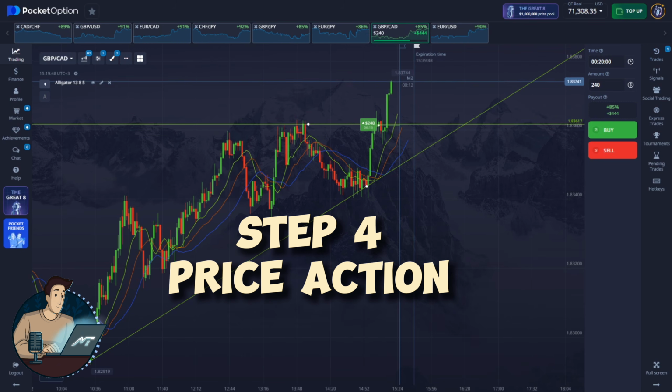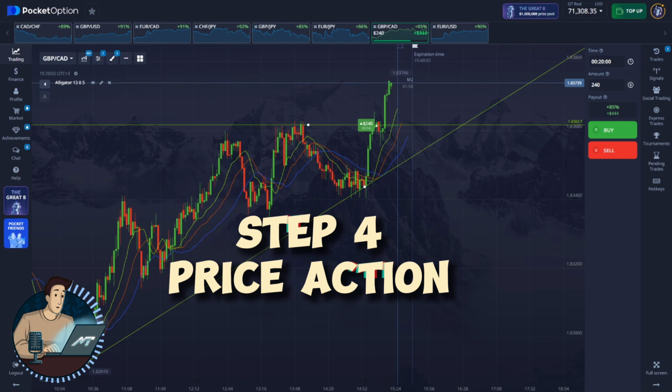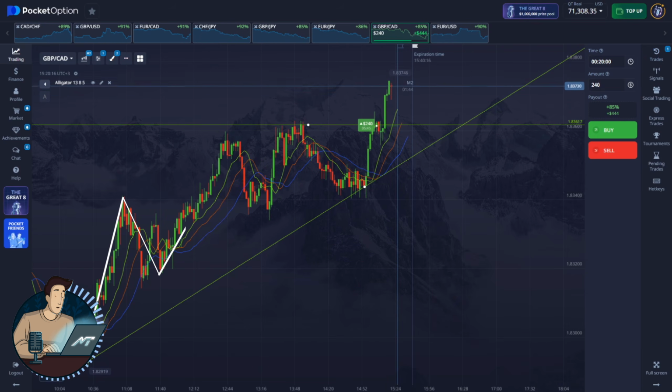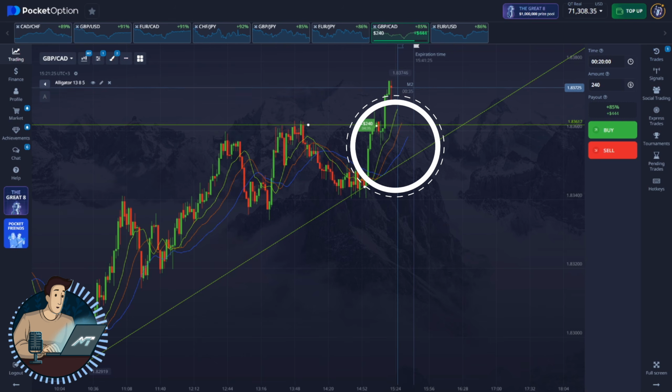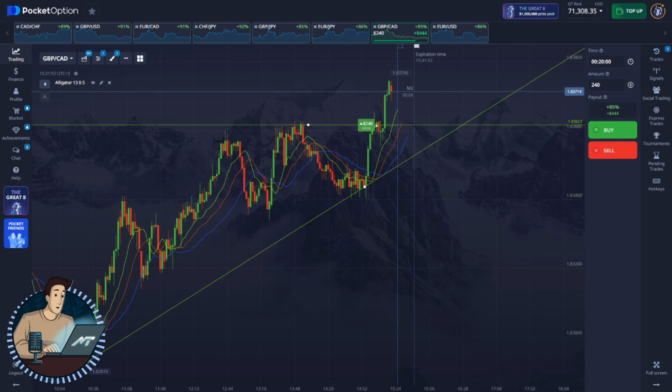Step 4. Check how price behaves around those levels. Is it moving with the trend? Is it stalling or pulling back? Once you understand the structure, then you glance at the alligator. If price is above the alligator, the lines are wide apart, the uptrend is strong.